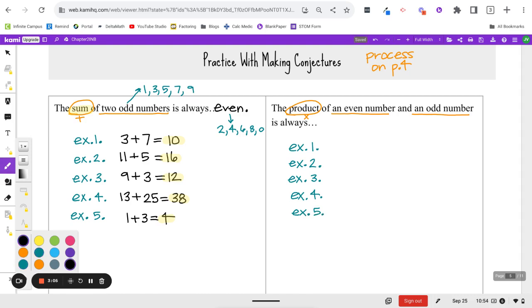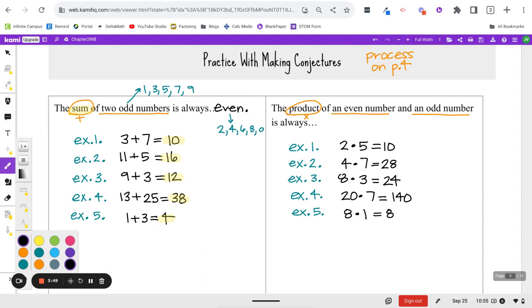So even number. I'm just going to grab an even number, 2, times an odd number, 5, equals 10. Okay, I'm going to grab another even number, 4, times an odd number, 7, equals 28. I'll grab an even number, 8, times an odd number, 3, equals 24. I'm going to grab an even number, we'll go big again, 20 times 7 equals 140. And we'll take it back to an easy one. We'll just do 8 times 1. 1's an odd number.